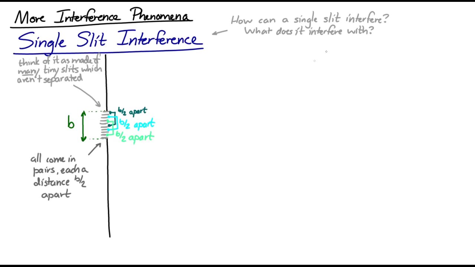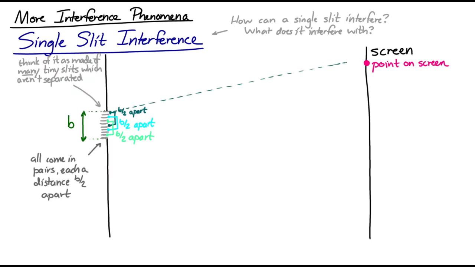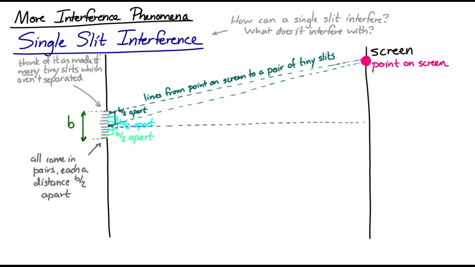Now I'm going to imagine a screen over here, just like we did with two slit interference. We're going to do this with single slit. There's a screen. Now imagine a point on the screen right here. For this point, I can draw a path to two of the imaginary tiny slits that are a distance b over 2 apart. Now I'm going to also define this angle theta. Theta is the angle from this straight line going across from the slit to the screen to this line that goes over to the point that we're interested in on the screen.